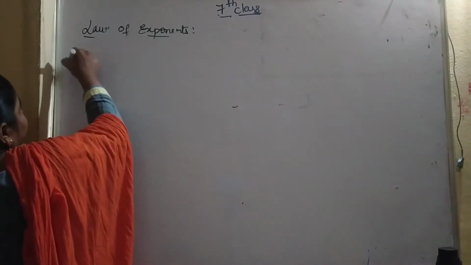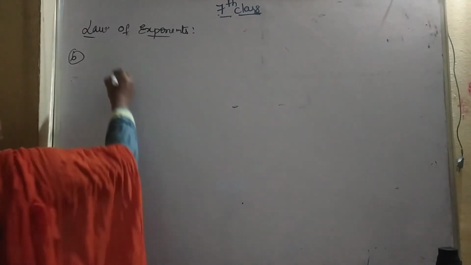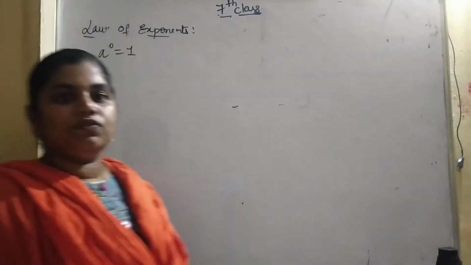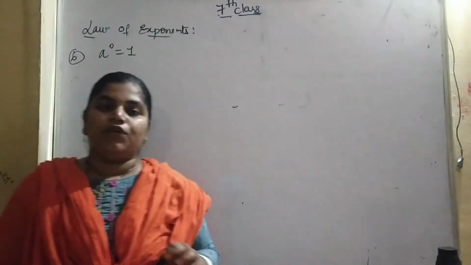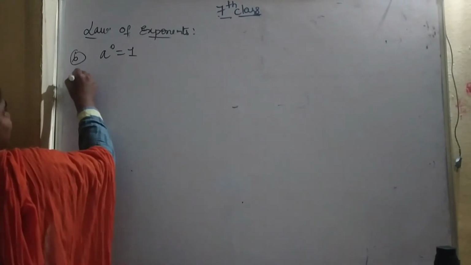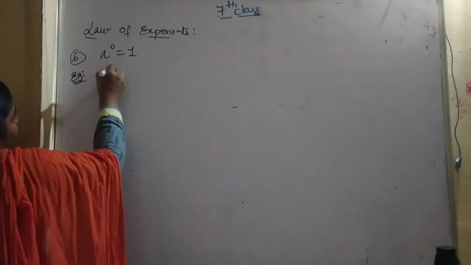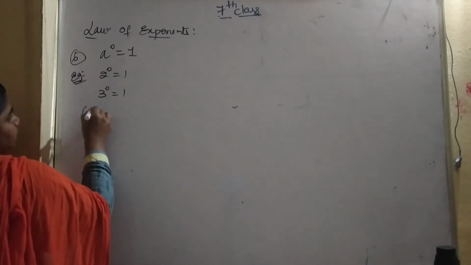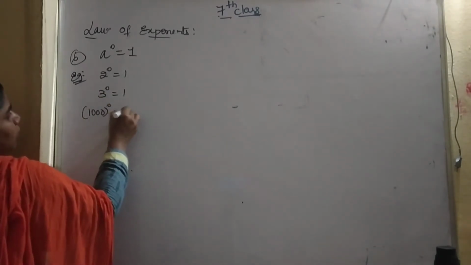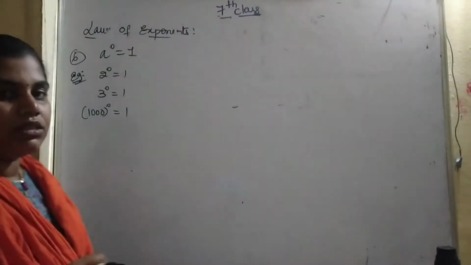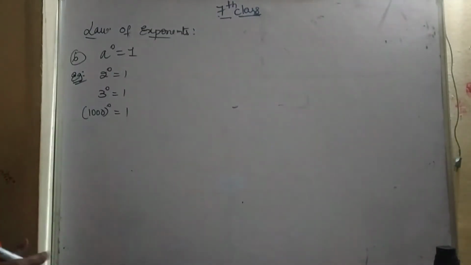sixth condition, that is a power 0 will always be equal to 1. So any number to the power of 0, if the power is 0 for a number, always the result will be 1. So you can take the example as 2 power 0 as 1, 3 power 0 as 1, 1000 to the power of 0 is also 1. So if you are seeing the power as 0, always the result will be 1. So this is our sixth condition.